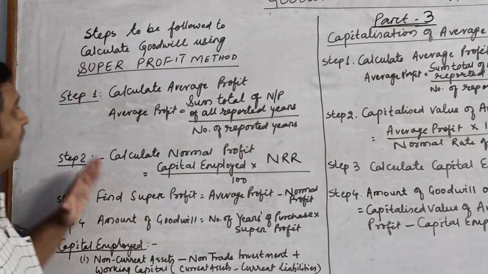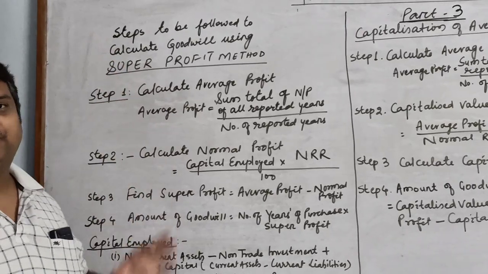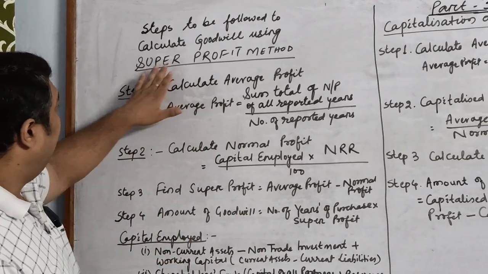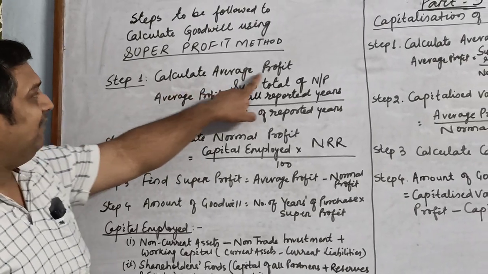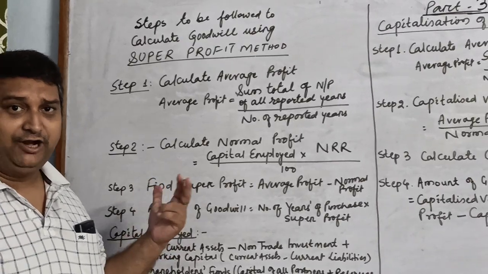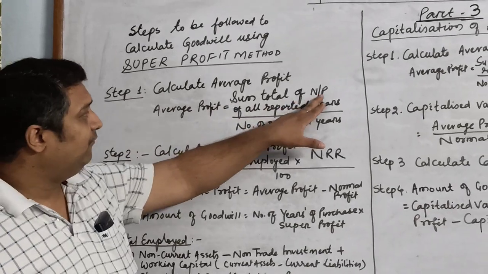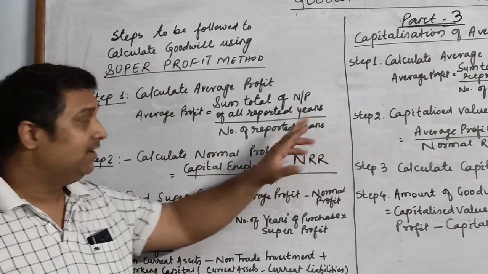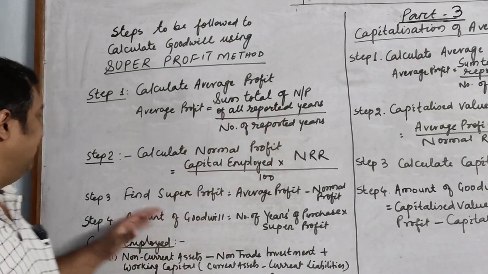Before we move ahead with solving a sum, let us understand the steps which we need to follow in order to calculate the goodwill by the super profit method. The first step is to calculate average profit. Children, you have already seen in the second video how to calculate average profit. Still, I am using the formula: sum total of net profits of all reported years divided by number of reported years. You can also say the sum total of the corrected net profit of the reported years.